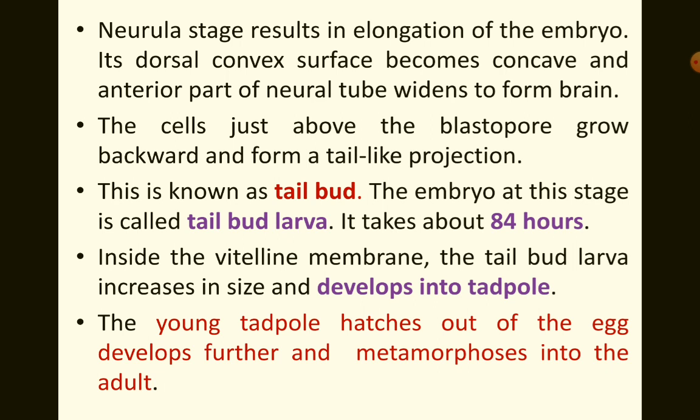Now, inside the vitelline membrane, the tail bud larva increases in size and develops into a tadpole. And this young tadpole hatches out of the egg, and further it undergoes metamorphosis into an adult.